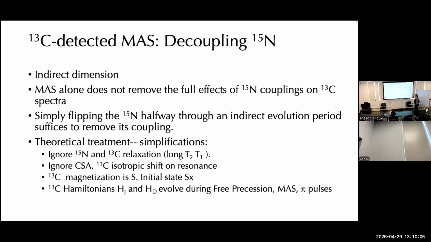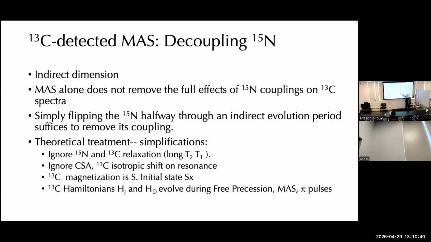We're not saying how it's coupled or what that coupling looks like, but I'm just going to say phenomenological. MAS alone doesn't generally remove the full effects of a direct bond, so we're going to have to do something with pulses. Also, simply flipping the nitrogen halfway through an indirect evolution period usually does suffice if you're also doing magic angle spinning. So this is just like procedures, protocols, what we do. Well, let's talk about our understanding of why that would be true, like why that's enough and we don't need to do any more.